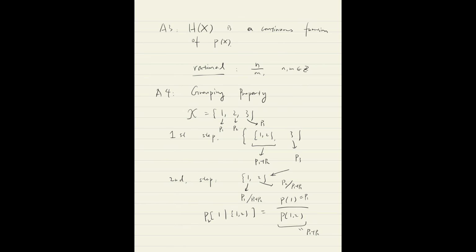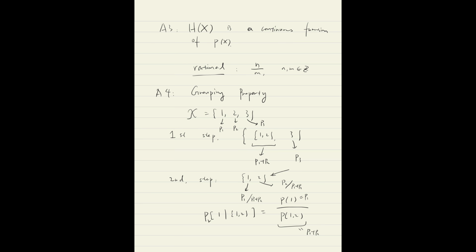What's the grouping property? Let's give the simplest example. We consider this calligraphic X set with three values, 1, 2, and 3. The first step is that we group 1 and 2. Consider 1 and 2 as a single event. If we run the experiment and get either 1 or 2, then that belongs to the first event. The second event is 3.